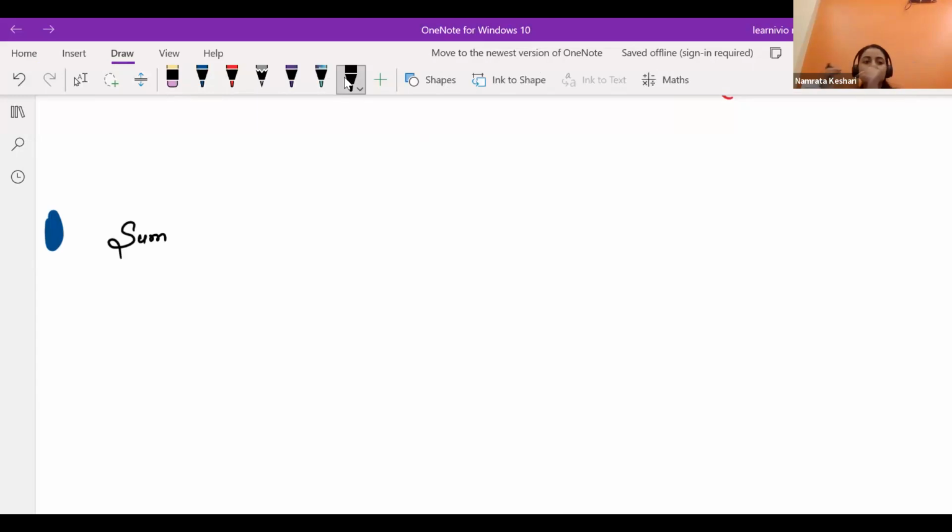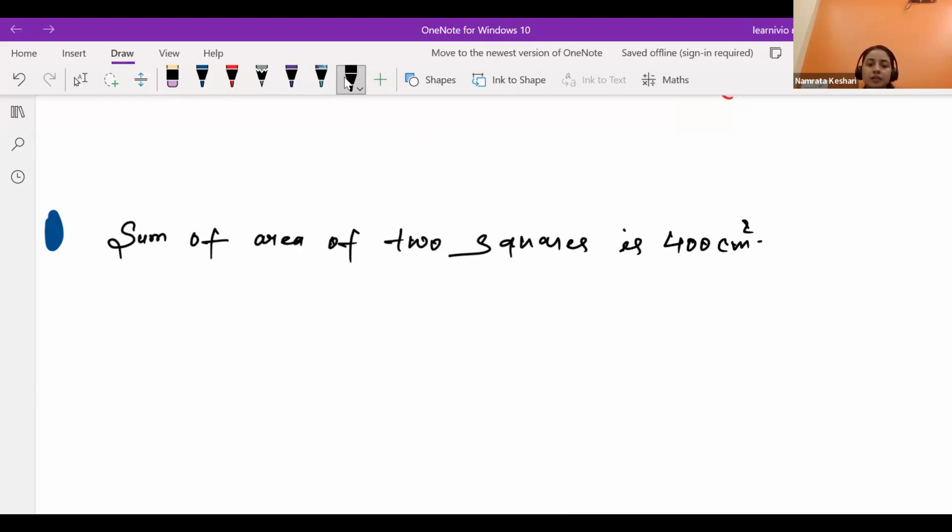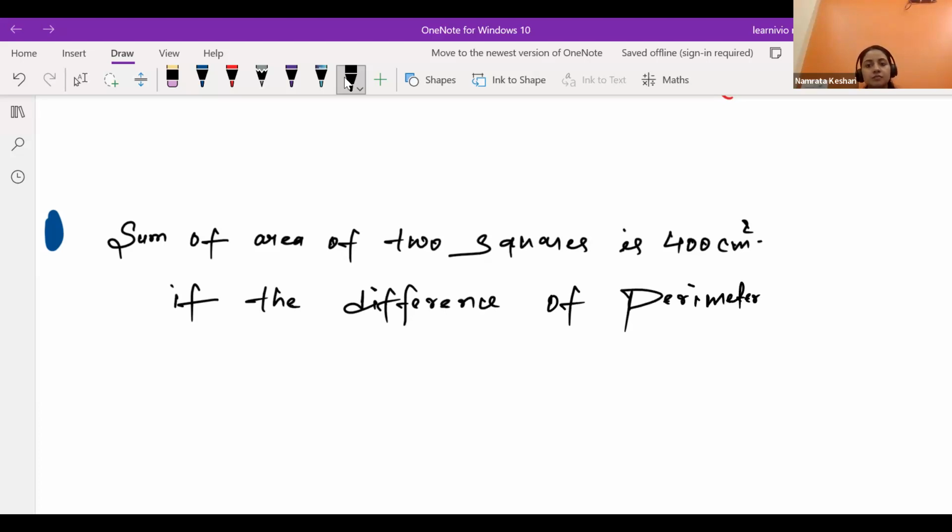Can you dictate it slowly so that I can write? Sum of area of two squares is 400 centimeters square. If the difference of their perimeter is 16 centimeter, then find the side of the two squares.